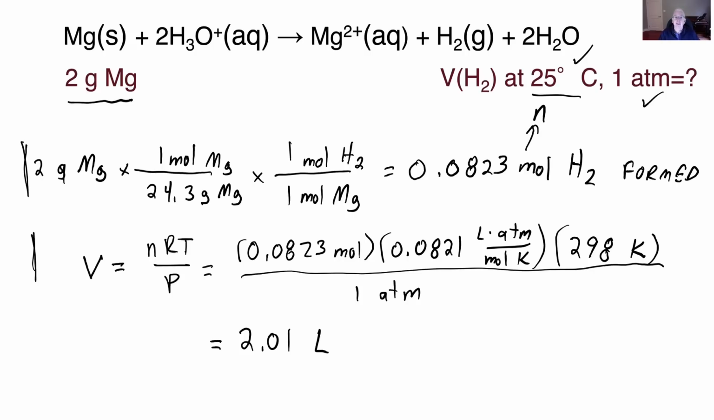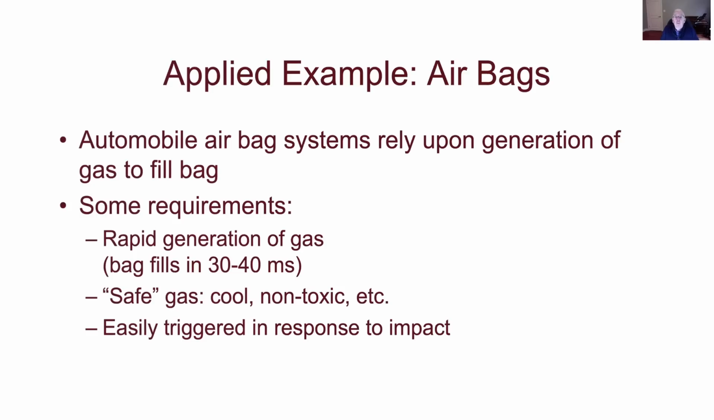The second example of this that I'm going to talk about is somewhat more applied. It's the idea of designing airbags for cars, okay? So if you want to design an airbag system for a vehicle, and most vehicles have lots of these nowadays, right? Because there's airbags all over the place in a modern car. What you need to be able to do is generate gas quickly.